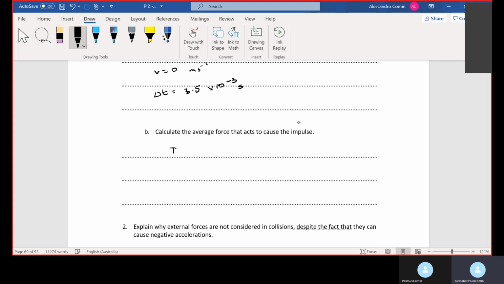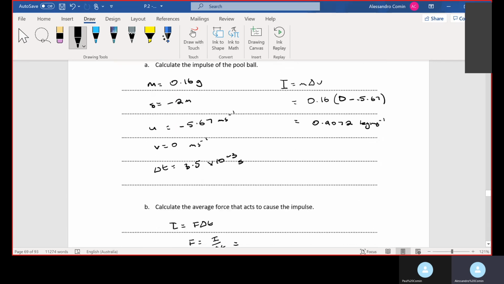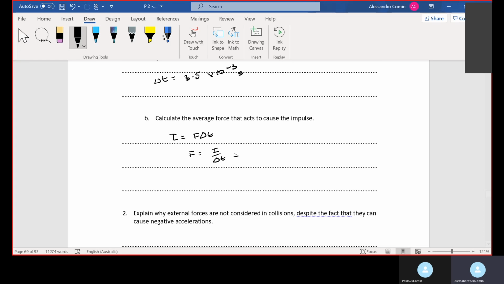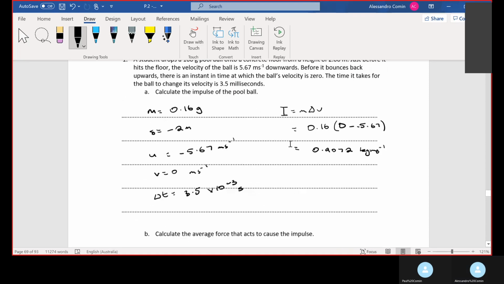But anyway, calculate the average force. So we know that I is going to equal F delta T. So F is going to equal I on delta T. And that's going to equal 0.9072 divided by 3.5 times 10 to the minus 3. So that's going to equal 259.2 newtons. And as we can see, this is just an application of the two formulas that we have seen earlier.